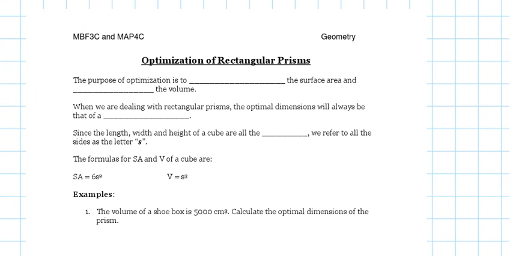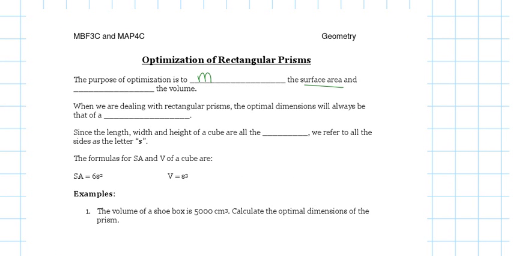Minimize your surface area, so you don't use too much material, right? And at the same time, you're going to maximize your volume, okay? So the purpose of optimization is to minimize your surface area and to maximize. You can either do one or the other. You can't do both at the same time, okay?